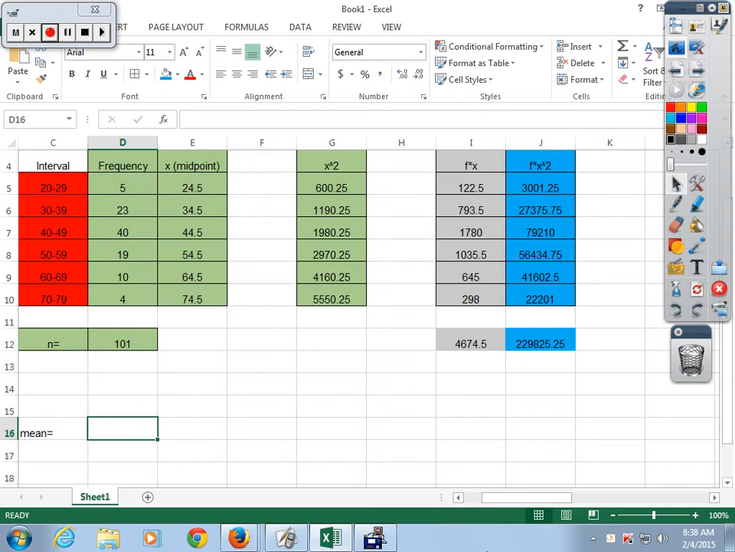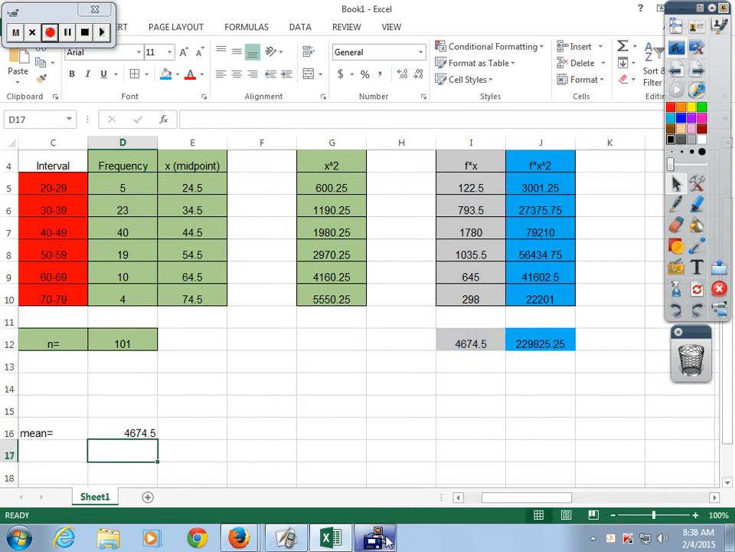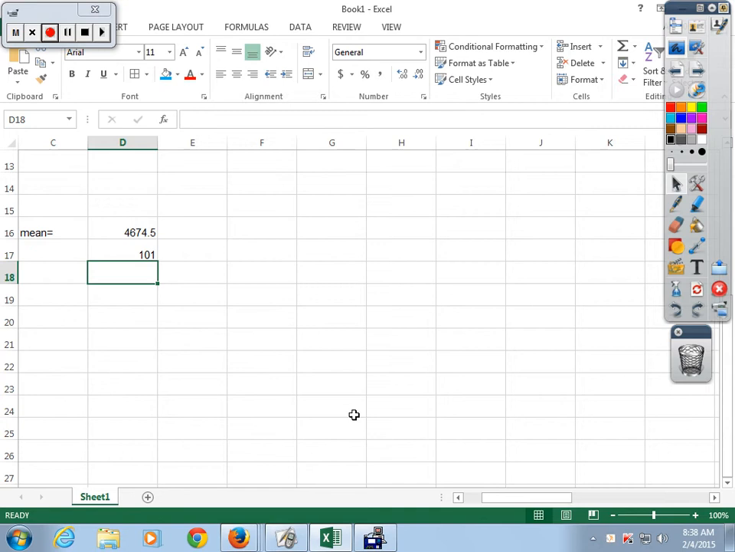So what is the summation of f times x? And that's at 4674. And we're going to divide that by, in fact, I'll just do it this way because that way you can have it for your notes since I'm trying to make y'all use Excel. That's what you're going to put in your calculator right there. And I'll blow it up. Well, you can't blow it up because I'm going to write on it.